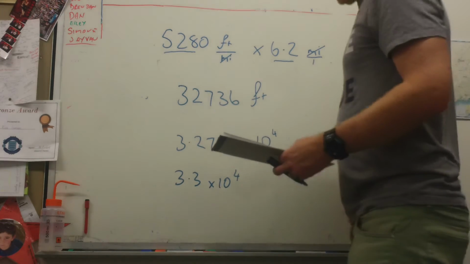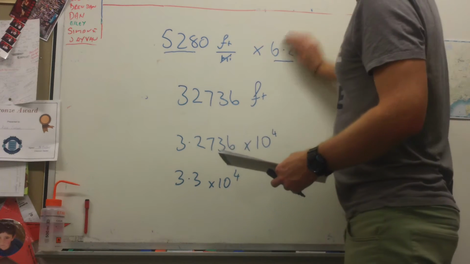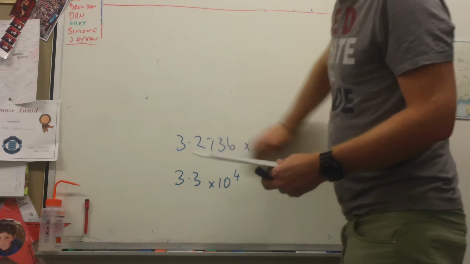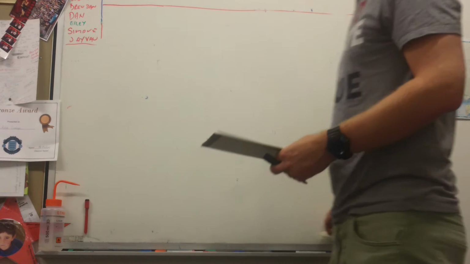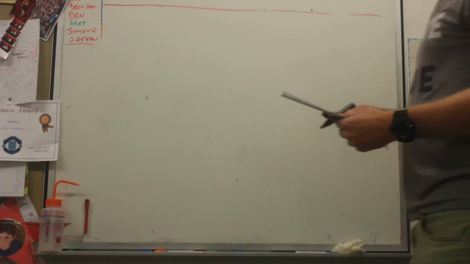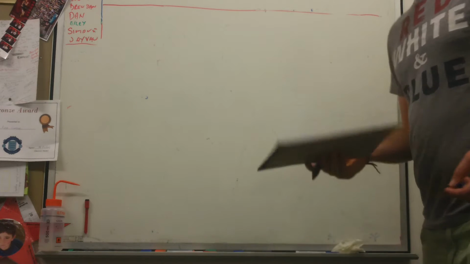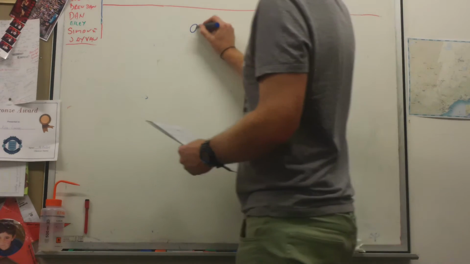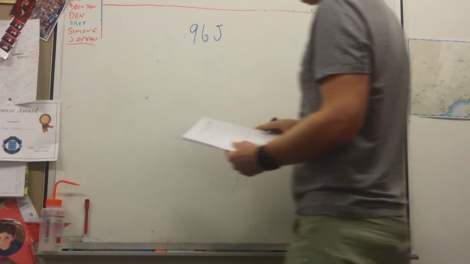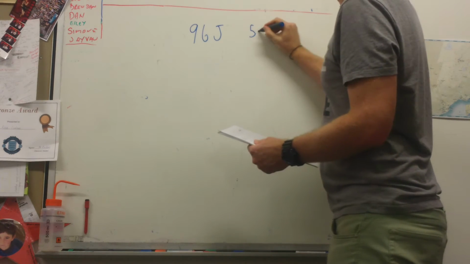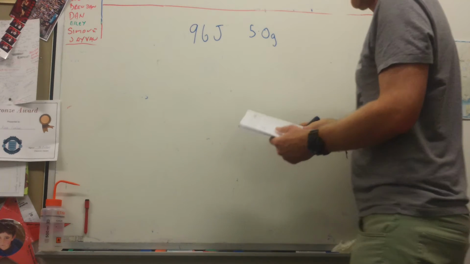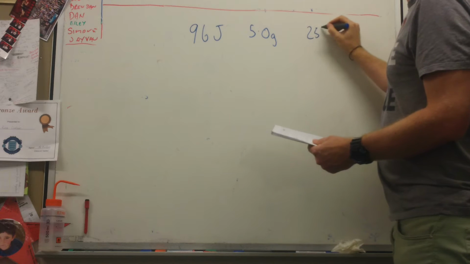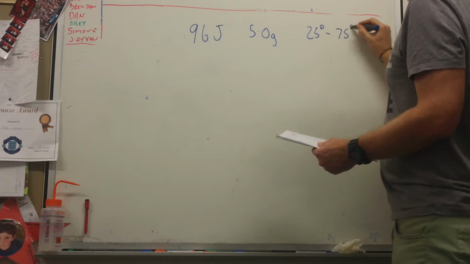Next, I'll do 1.86. This is very similar to 1.89, where we're given the temperature change. So 1.86, we're asked to calculate the specific heat. We're given 96 joules of energy, which heats 5.0 grams of our metal from 25 degrees to 75 degrees Celsius.